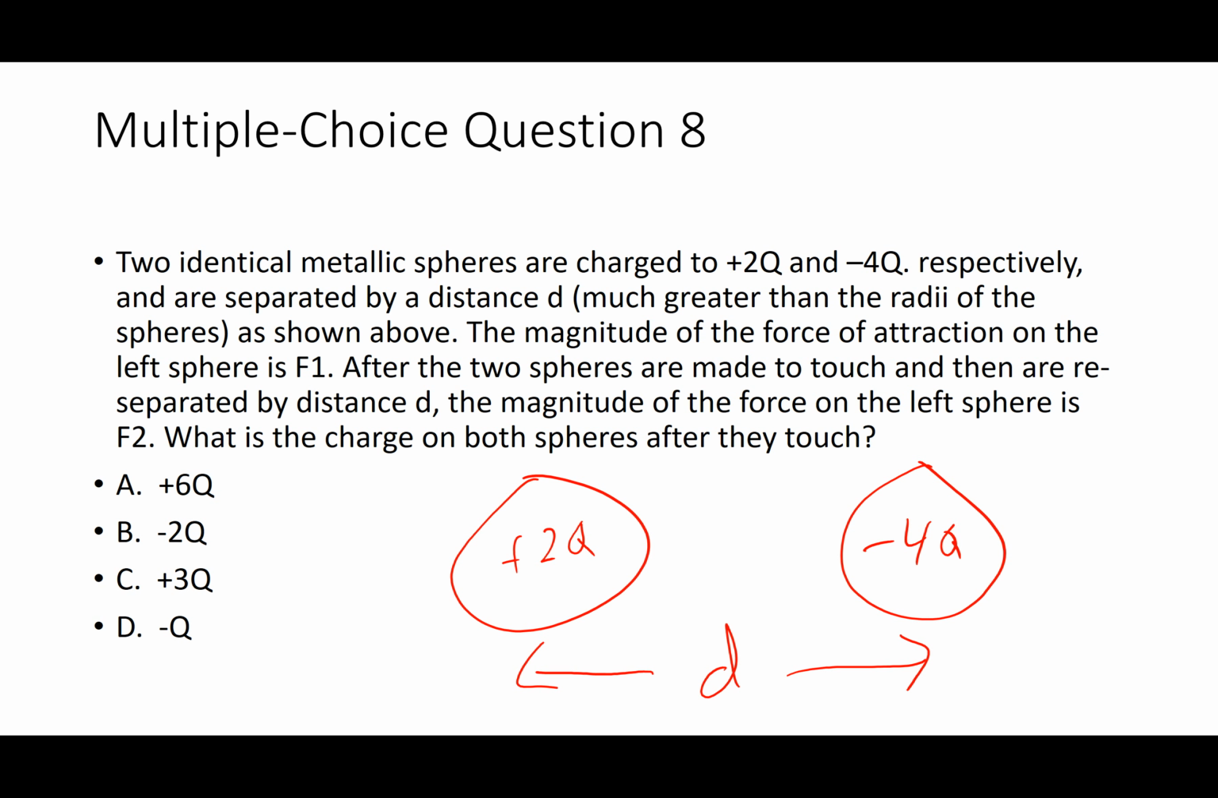When you touch two identical spheres together, they're going to equally share the charge. So the way to work this problem is just to take plus 2 plus minus 4 and add those together. Plus 2 minus 4 gives you negative 2. And that charge is going to be divided amongst two spheres, so you take the negative 2 total charge divided by 2. So each sphere is going to end up with a charge of negative q, negative 1q. So we're looking at D.